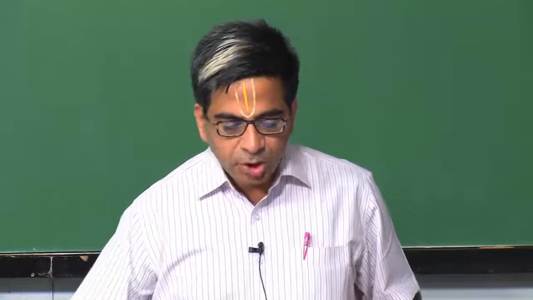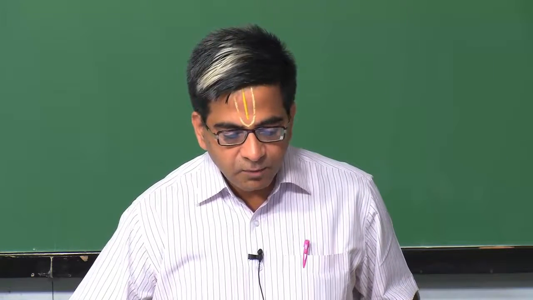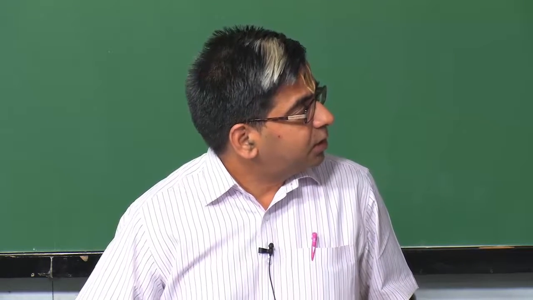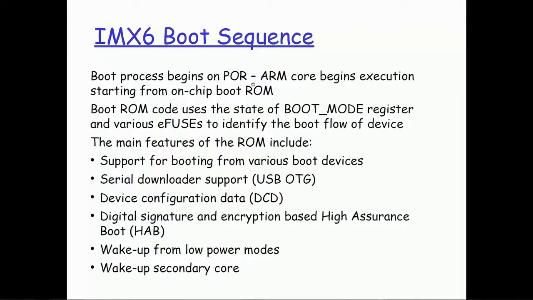So, with all these components, one of the first things we will have to look at is the boot sequence that generally happens in the processor. The boot process begins with a pure power on reset, as we saw. The ARM core begins execution starting from the on-chip boot ROM, and that code is going to start getting executed. What does this boot ROM code usually do? It checks the status of one register called the boot mode register.